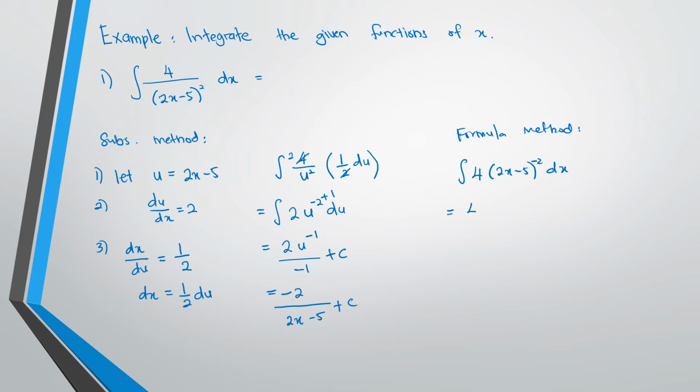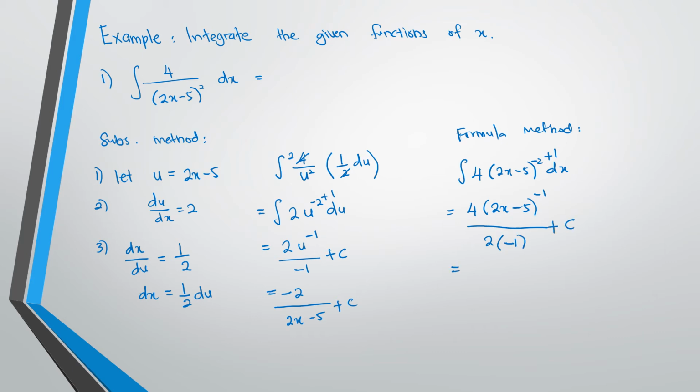So dapat 4 bracket (2x minus 5), power increase by 1. Okay, so negative 2 plus 1 dapat negative 1. Okay, divide by differentiate dalam bracket. So differentiate dalam bracket, kita akan dapat 2. Okay, bracket multiply by the new power which is negative 1, plus c.